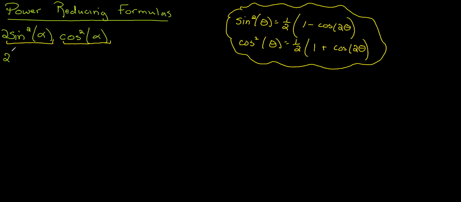So I had a 2 sitting out in front. That will stay the same. Next, instead of the sine squared, I'm going to replace that with 1/2, big parentheses, 1 minus cosine of 2 alpha, times whatever cosine squared is, which is 1/2 times 1 plus cosine of 2 alpha.